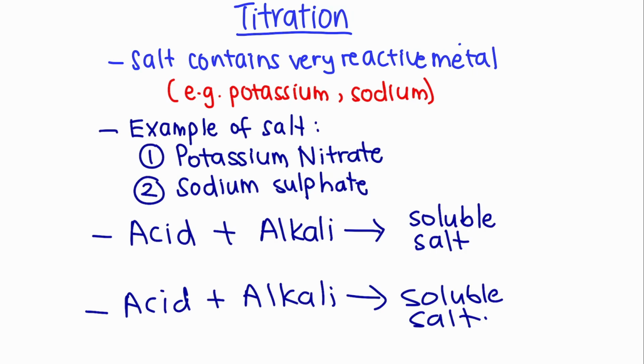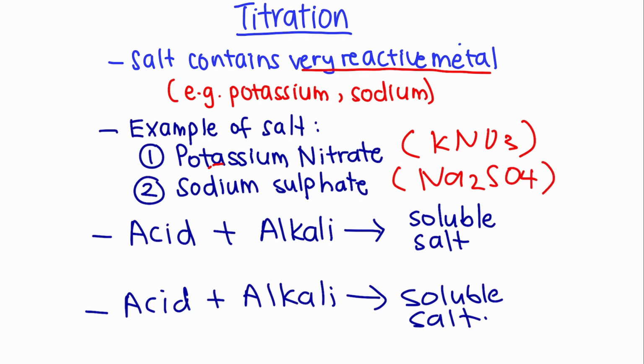You use titration when the salt you want to prepare contains a very reactive metal. So what is a reactive metal? Examples will be potassium and sodium, which are usually the group 1 metals. So examples of salts that contain these reactive metals are potassium nitrate and sodium sulfate.